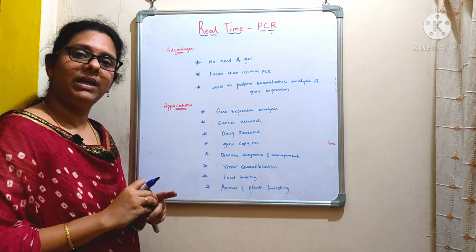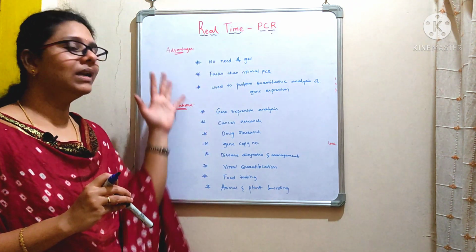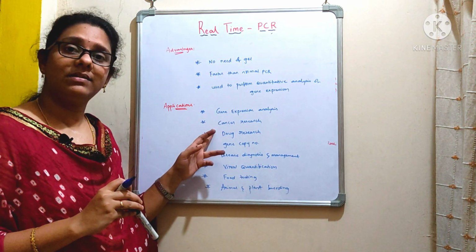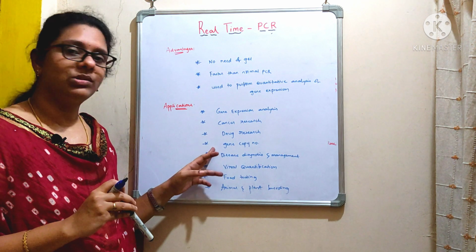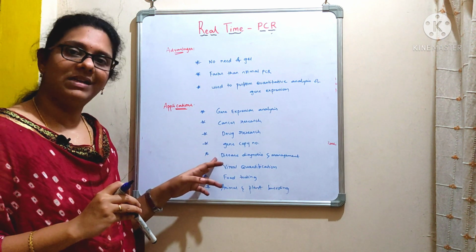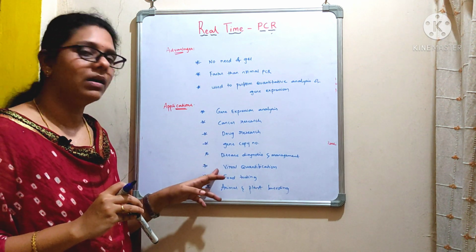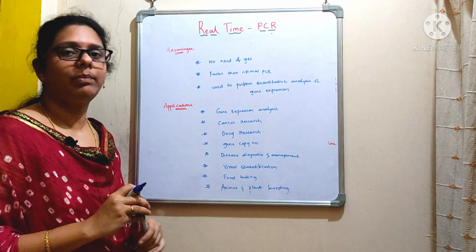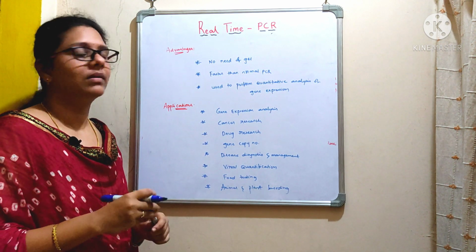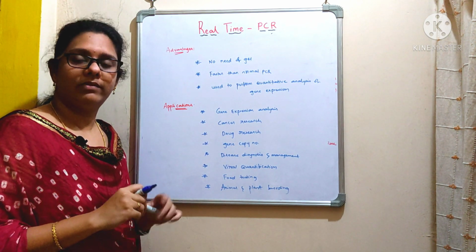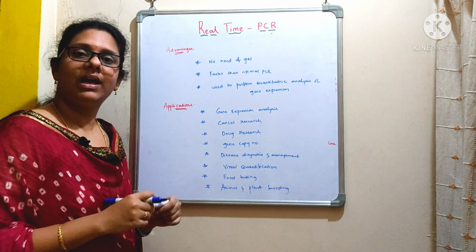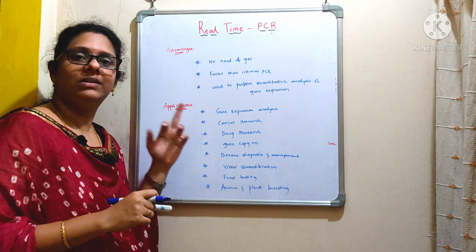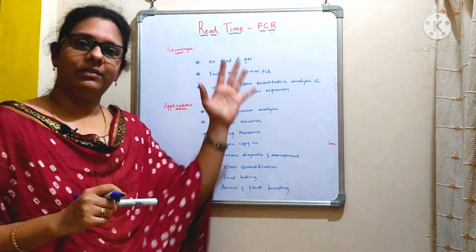And coming to the applications, where we can apply this method: gene expression analysis, cancer research, drug research, gene copy number detection, disease diagnosis and management, viral quantification, food testing, animal and plant breeding. So nowadays we are using this method of real-time PCR to detect COVID virus, right? So that is one of the important applications with this method of real-time PCR. This is all about the real-time PCR.